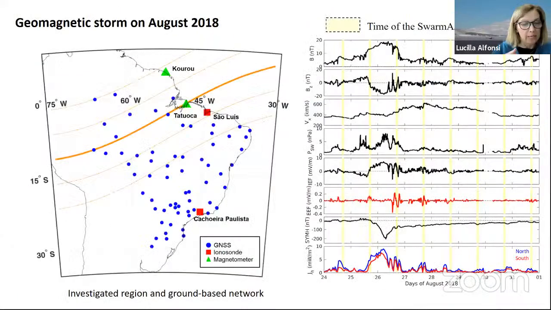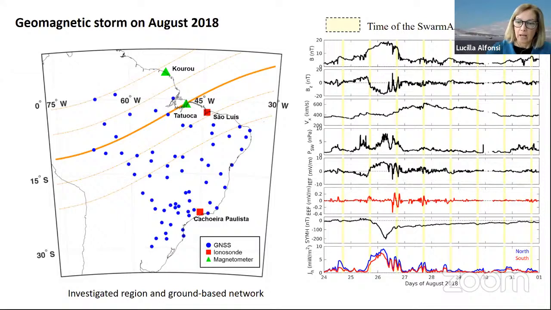This is the ground-based network. As you can see, it is quite well covered by GNSS, not so covered by Ionosonde, and we have also a couple of magnetometers that we have chosen in those locations for assessing the equatorial electrojet.